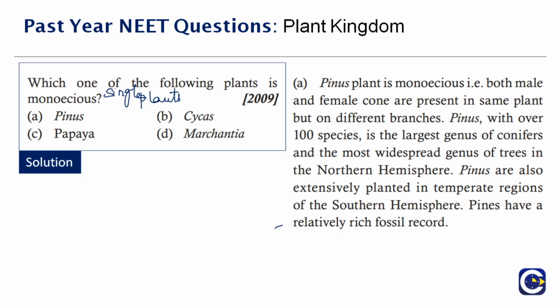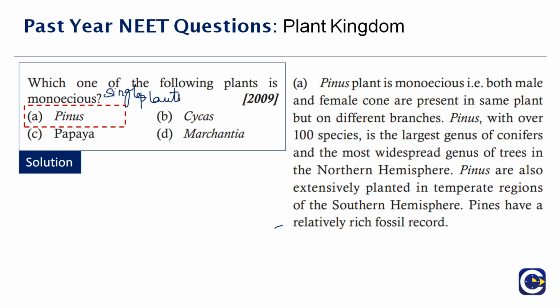This Pinus has more than 100 species, and it is the largest genus of the conifers. Its habitat is the northern hemisphere, and extensively now they are planting it even in the southern hemisphere. It has a good survival rate, and therefore it has a rich fossil record for research and other study purposes. Therefore the correct answer to this question is option A, Pinus.